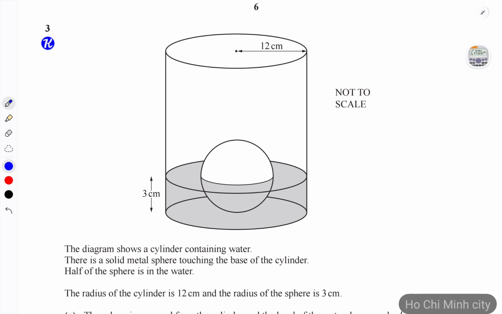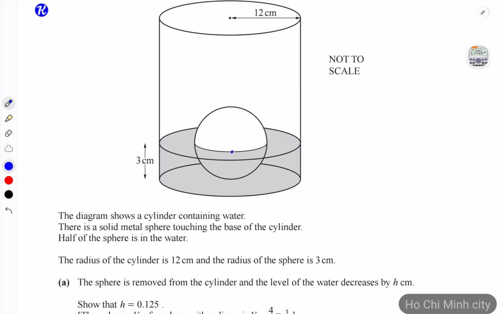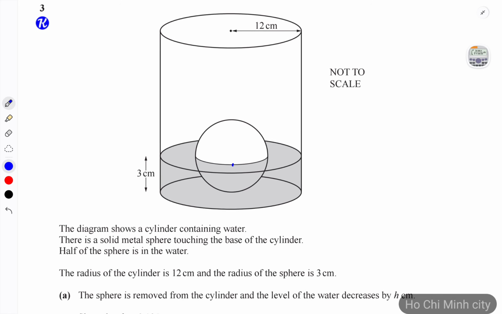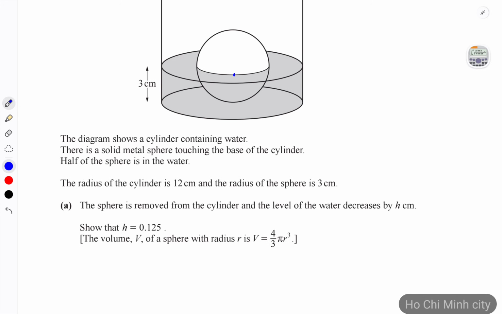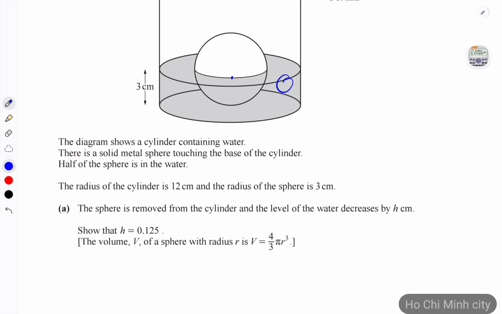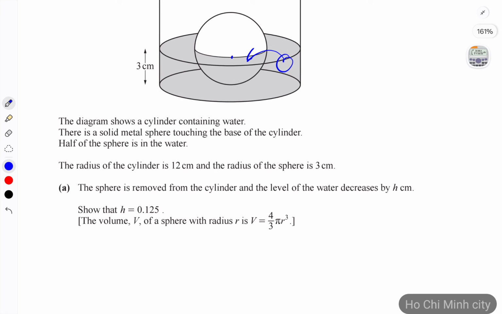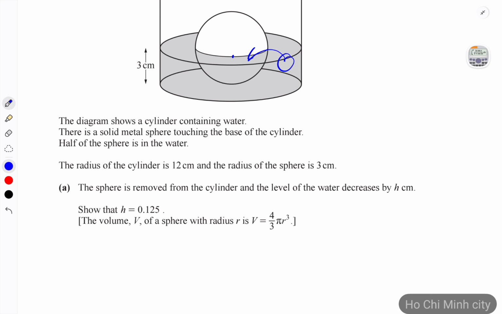Question 3 is about a cylinder containing water, and there is a solid metal sphere touching the base of the cylinder like this. And we also know that half of the sphere is in water. It means that the center of the sphere is at the same level with water. So the radius of the cylinder is 12 centimeters and the radius of the sphere is 3 centimeters. All right, so when the sphere is removed from the cylinder and the level of the water decreases by 8 centimeters. So we have to know the reason why the level of water decreases. That is, the water will replace the amount of space that the sphere has displaced before. And that space is half of the volume of the sphere.